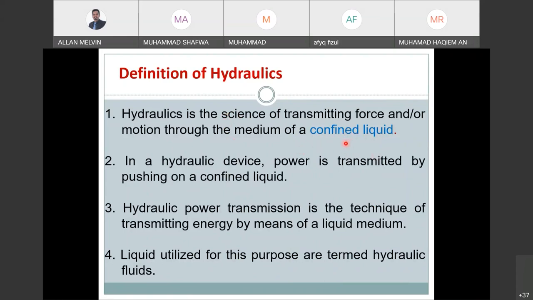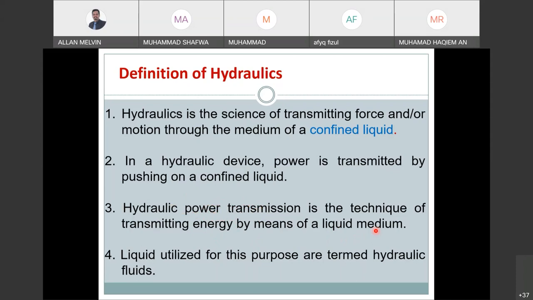Confined maksudnya tertutup. So liquid in a closed area. In a hydraulic device, power is transmitted by pushing on a confined liquid. Dalam tu ada confined liquid, lazimnya hydraulic oil ataupun hydraulic fluid. When I push, the power is transmitted by keep on pushing the liquid. So hydraulic power transmission is the technique of transmitting energy by means of liquid medium. Transmission maksudnya pemindahan tenaga.